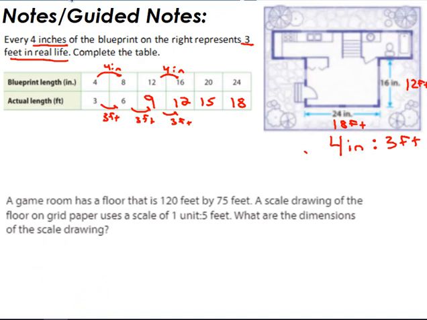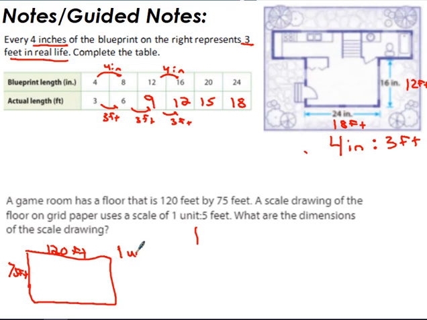I know it's 75 feet. I like to draw pictures because they show me what I'm working with here. And it's 120 feet wide, 75 feet. Now the scale drawing of the floor on grid paper uses a scale of 1 unit, right here, 1 unit represents every 5 feet.